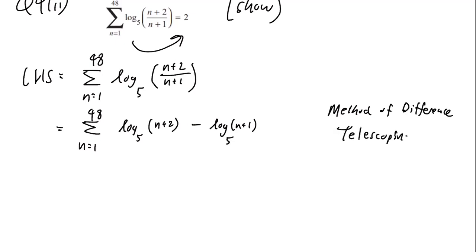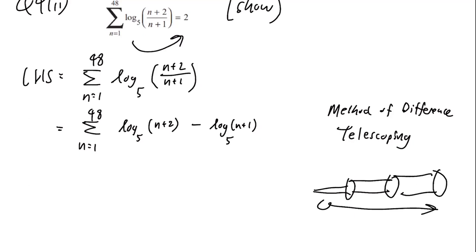Why telescope? Because a telescope, you can think of it as like this. It can extend to become long, but you can also collapse it down. You can shrink it all down and collapse it into just a tiny little cuboid looking thing. Okay, but anyways, let's just do the math.